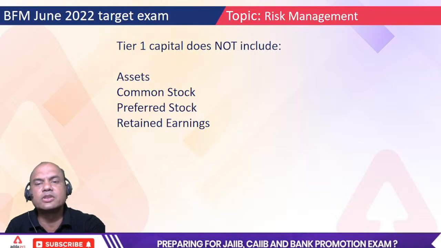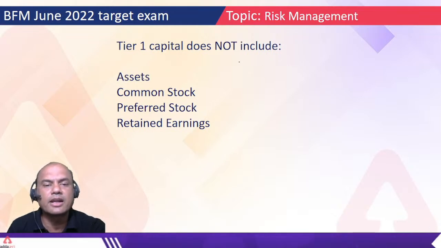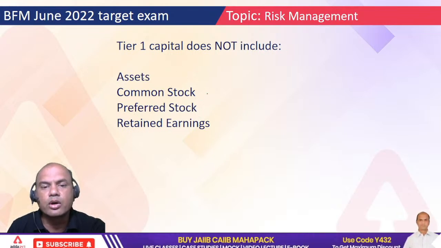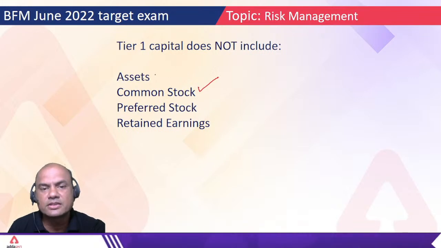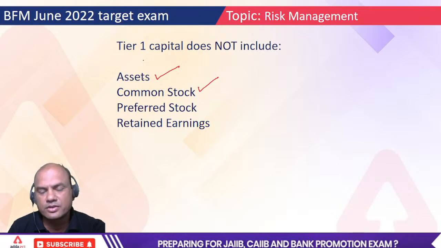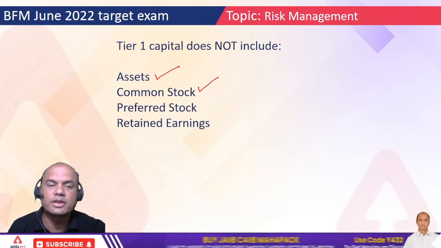Tier 1 capital does not include. What does tier 1 include? What did I tell you? Net worth, equity, net profit and R&S. So here assets, common stock, preferred stock and retained earnings. Common stock means common equity, which I told you. Assets means all the assets, that is also a part of tier 1 capital. Means these are free assets actually, okay? And retained earnings, yes, that's a part of reserves and surplus.